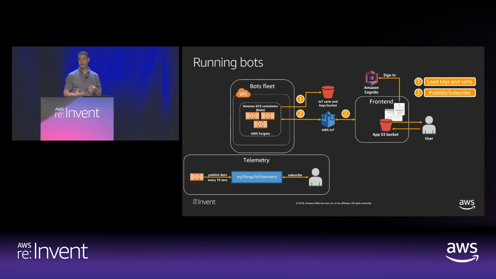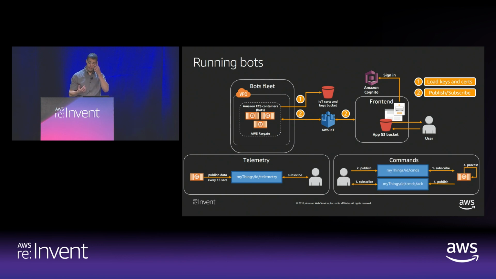And again, we're using Cognito up front to actually authenticate. The telemetry data that it's sending in terms of its battery life is being published every 15 seconds to that topic, and then the user subscribes to view that. And then the command example we showed is the user subscribes to the topic and publishes a command. The bot is also subscribed to that topic, so it receives that command and processes it, and then it publishes back that acknowledgement.